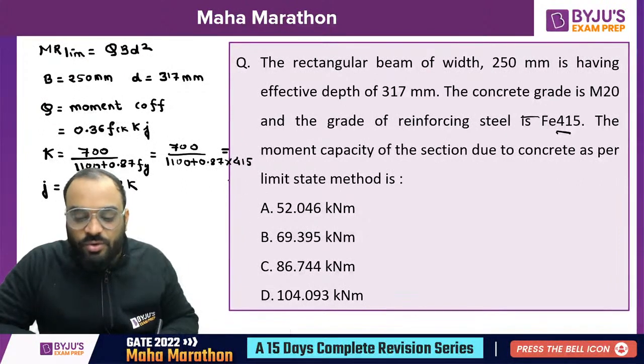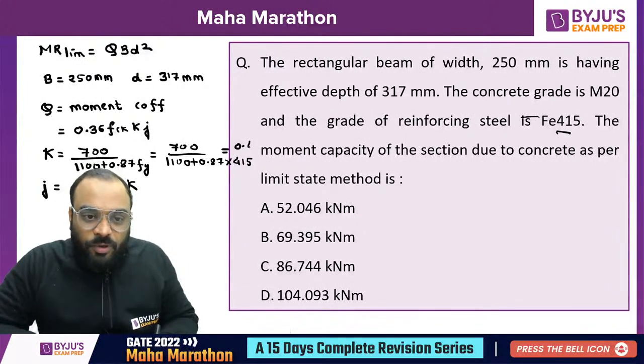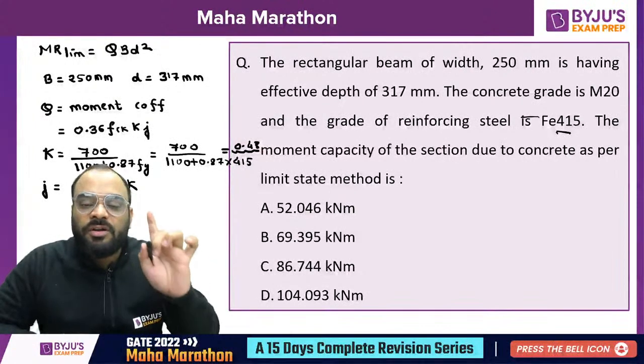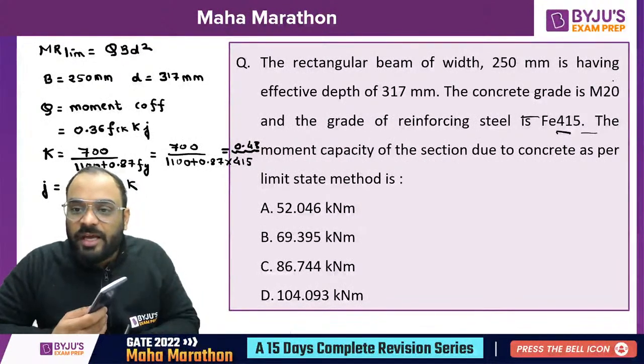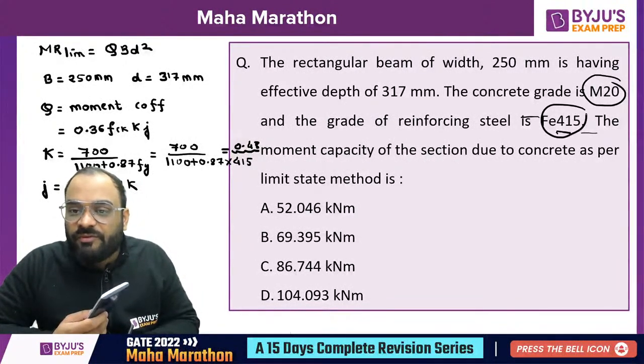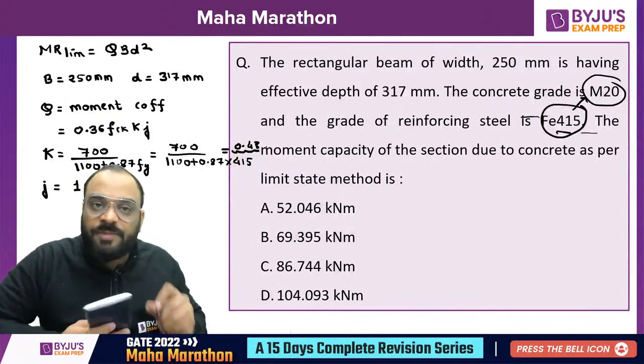So we are getting a value of 0.48, correct? 0.48. Please remember this particular value, which is a standard one, for the M20 and Fe415 combination. You need to remember this particular value.